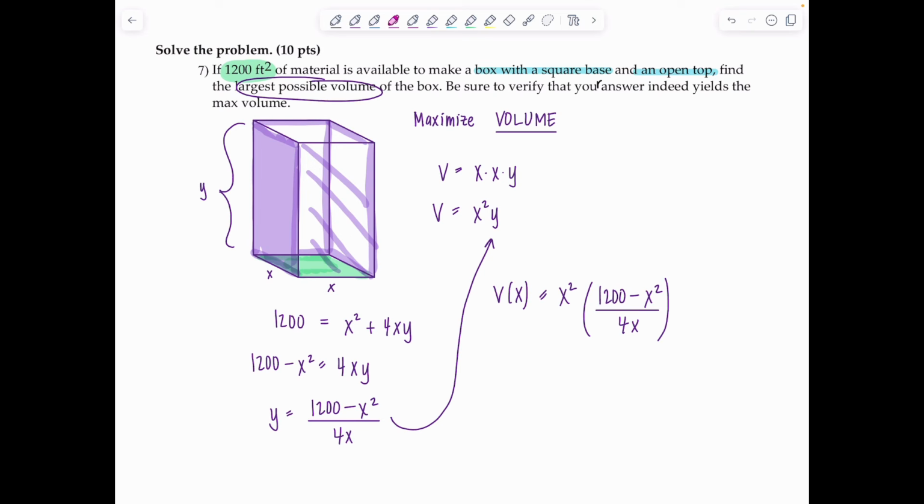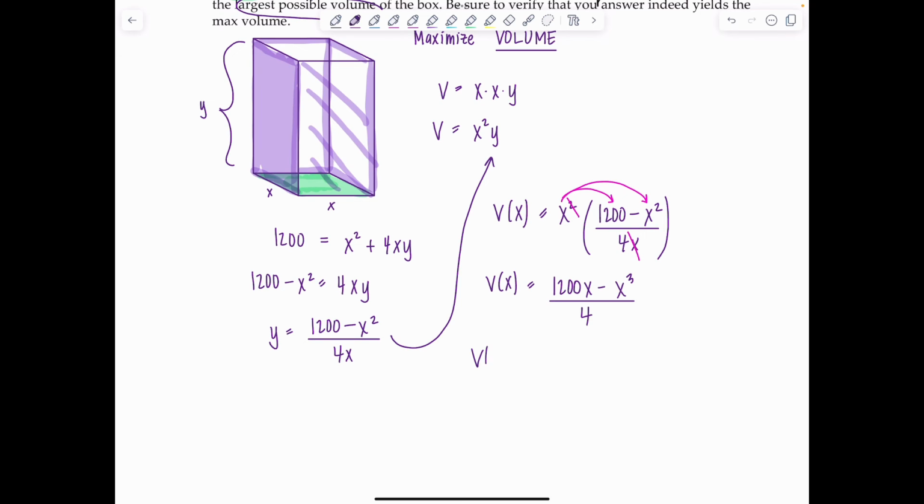I don't want to take its derivative like this. So this x can cancel, and let me distribute that x now through the numerator. So I can say v of x is 1,200x minus x cubed over 4. And then let me split up the 4 just to make it a wee bit easier. So v of x is 1,200x over 4, that would be 300x, minus, I'll just write this as 1/4 x cubed. Yay, there's my volume function.